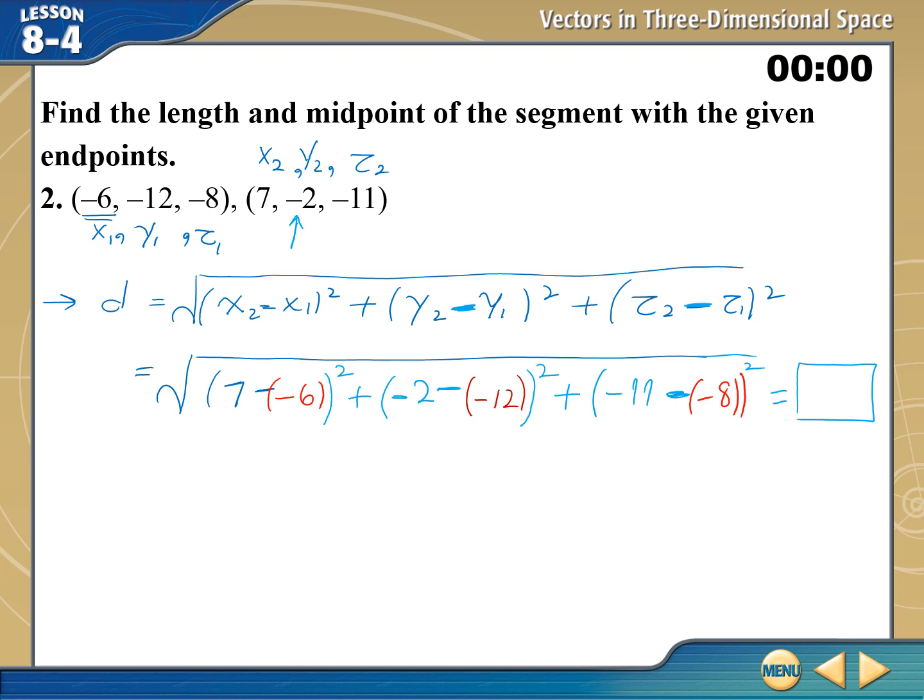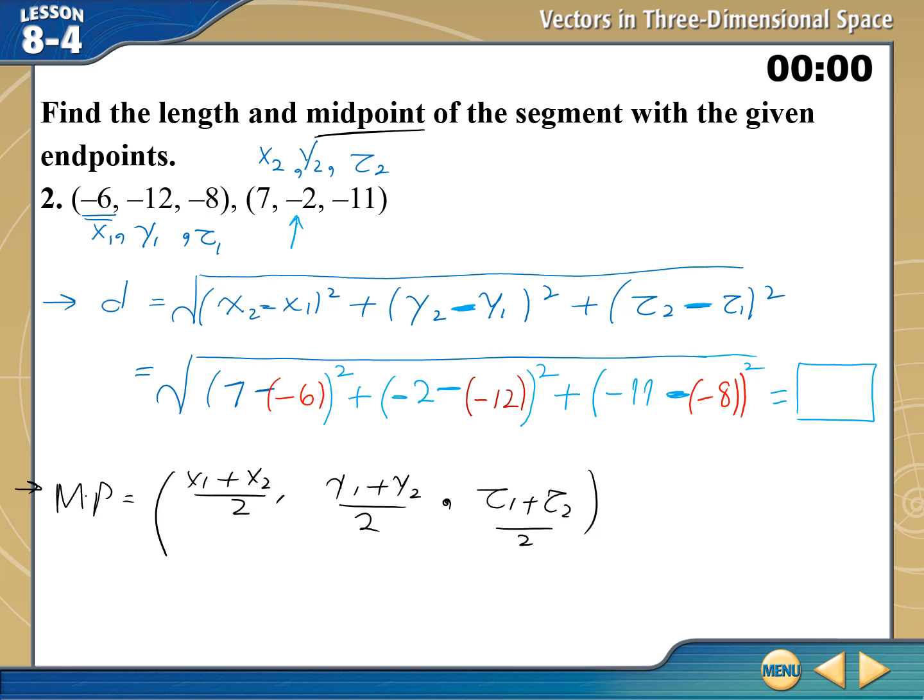Now what is the B part? The B part states find the midpoint. So let's try to find the midpoint. Okay, so what is the formula of the midpoint if it's a 3D coordinate system? x1 plus x2 divided by 2, then y1 plus y2 divided by 2, comma, then z1 plus z2 divided by 2.